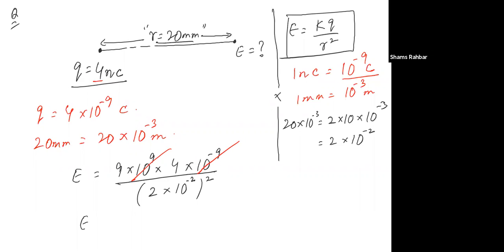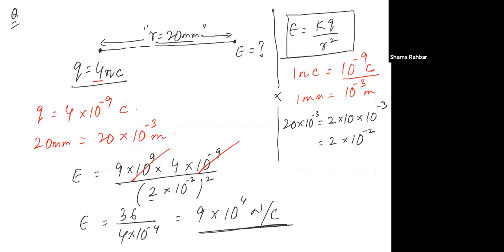And what will be left? 9 into 4, that will be 36, divided by 2 square, which is 4, into 10 to the power minus 2 squared, which is 10 to the power minus 4. Means you will get this result as 9 into 10 to the power 4 Newton per coulomb. Check your mistakes. You may have committed some mistake in the calculation part.